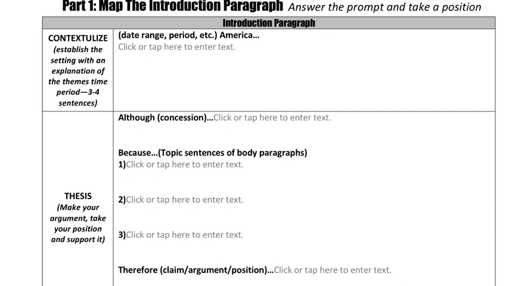This is the introduction paragraph, and you'll see that it begins with contextualization, just like an LEQ. So this you already know how to do. It should be 3 to 4 sentences, and it should set the stage for the rest of your discussion of the period. The thesis is a little different than the LEQ because I'm suggesting that you use an although, because, therefore statement.